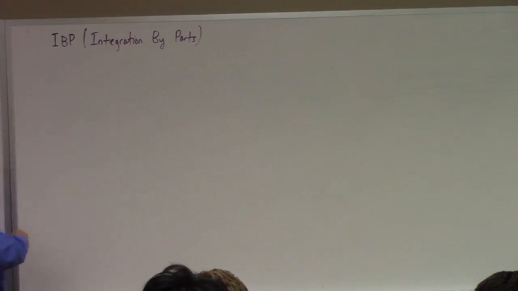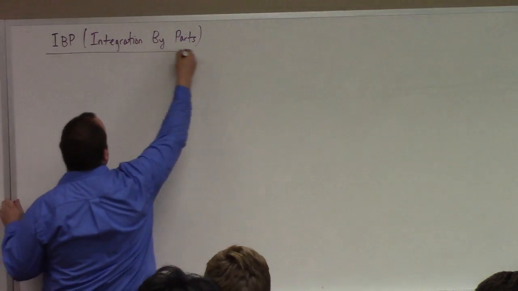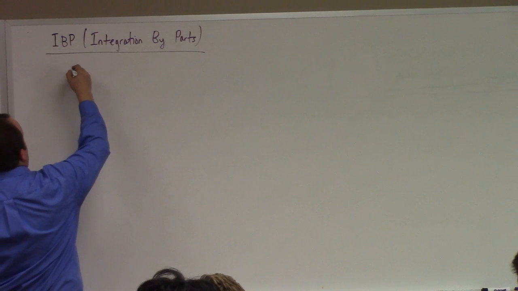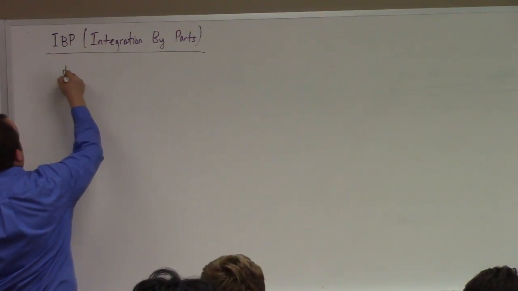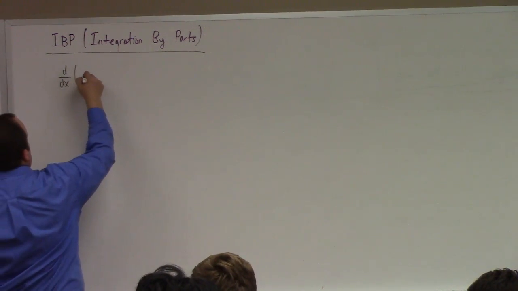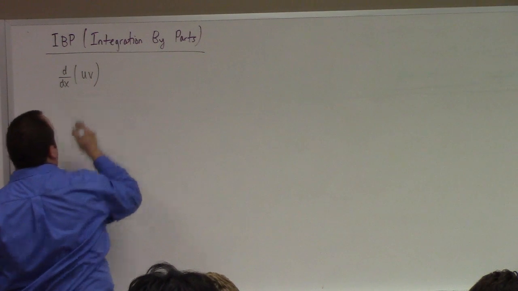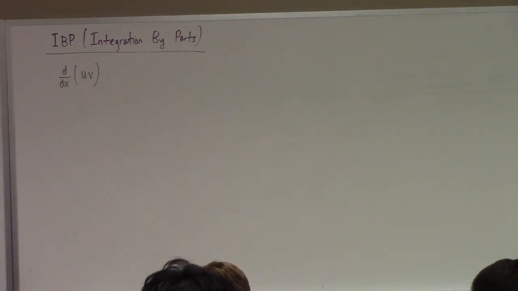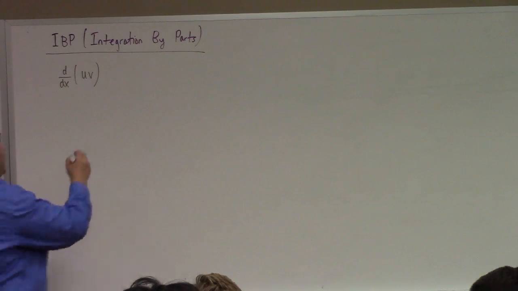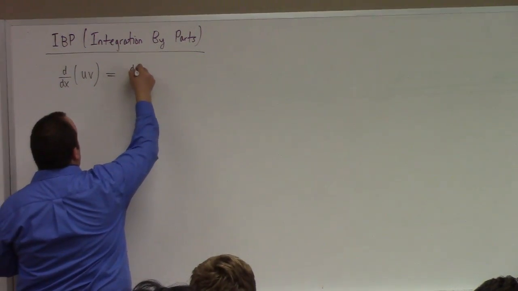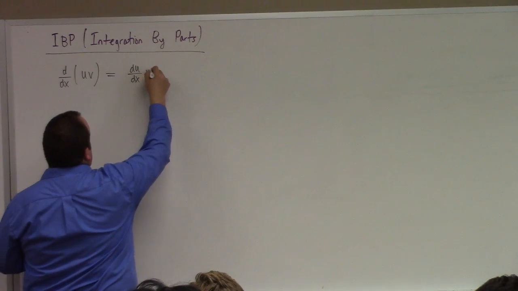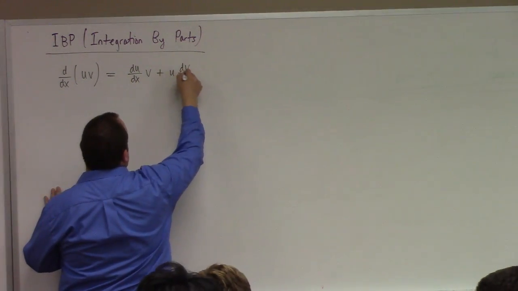So here is basically the point. If we take the derivative with respect to x of u times v, well, there's a product rule there, right? u and v are functions of x. This gives us what? This gives us du/dx times v plus u times dv/dx.